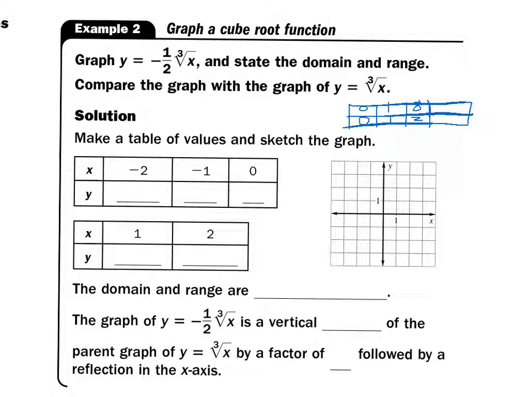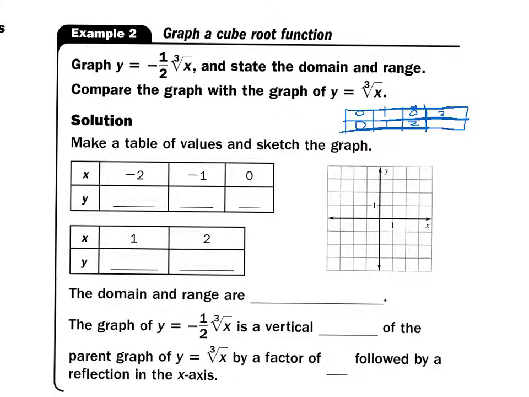And then what's the next one? 3 times 3 times 3, 27. Okay, I would get 27. Get 3. So 0 is 0. 1 is 1. 8 is 2, so it would be something like that.